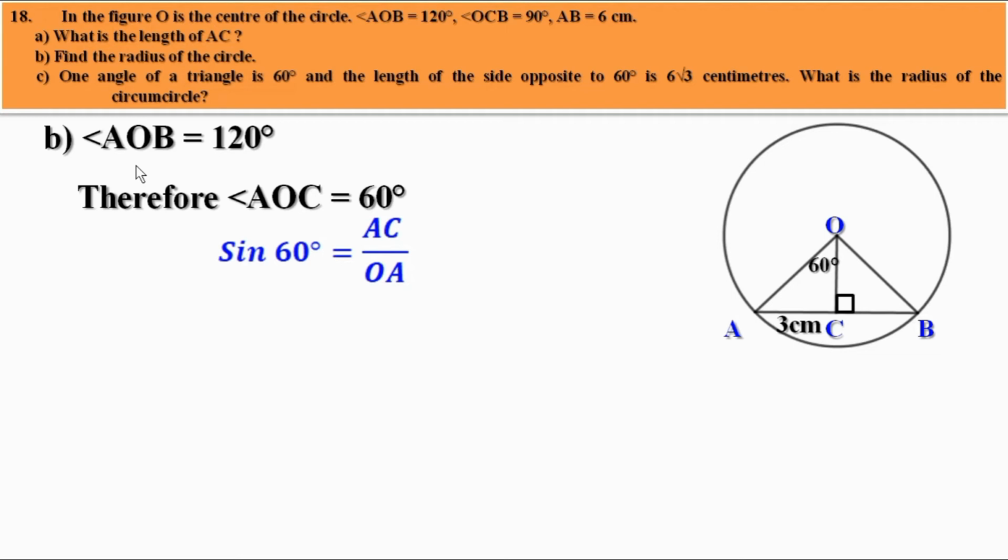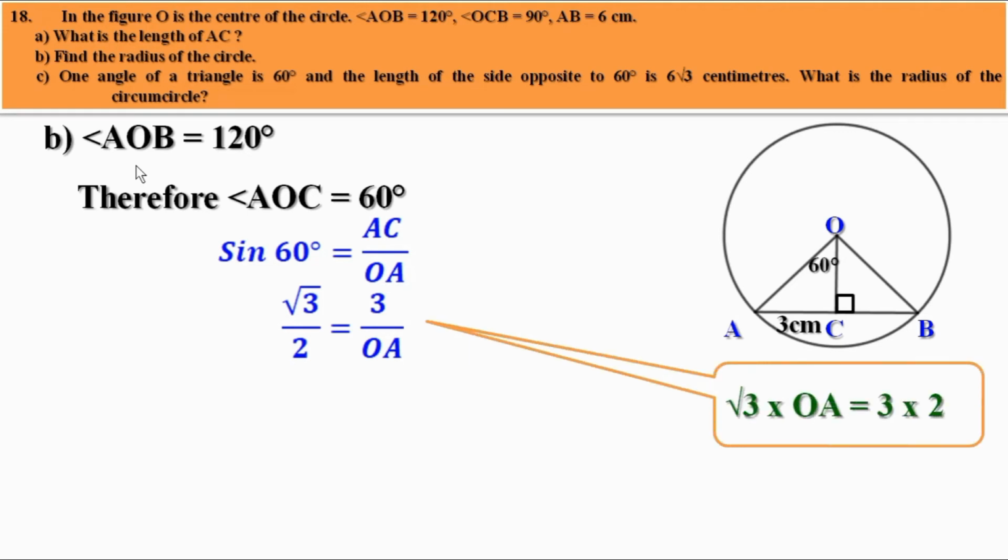Now sin 60 is root 3 by 2 and AC is 3. Replacing, we will get root 3 by 2 equal to 3 by OA. Now let us cross multiply. We get root 3 into OA equal to 3 into 2. Taking root 3 to the other side, we get OA equal to 3 into 2 by root 3.